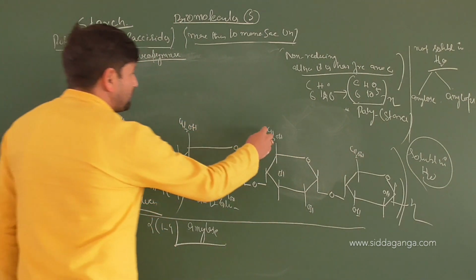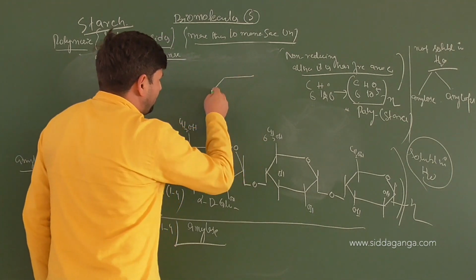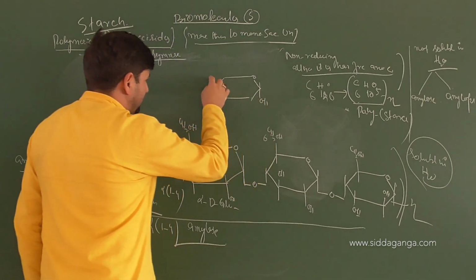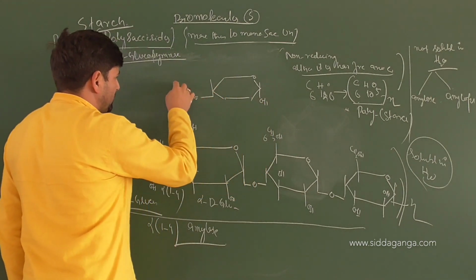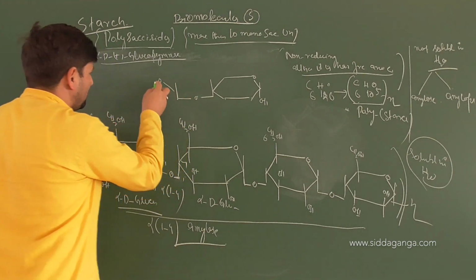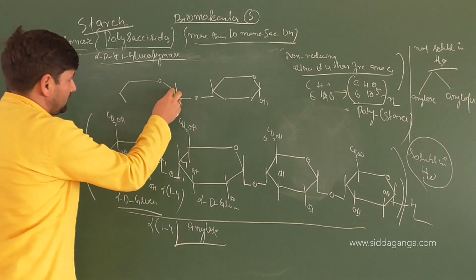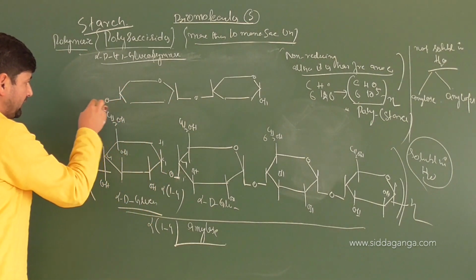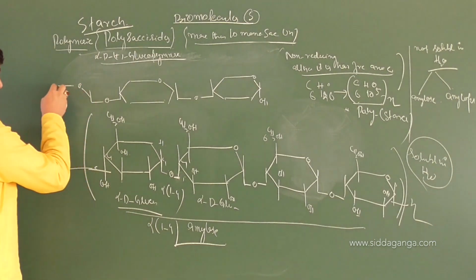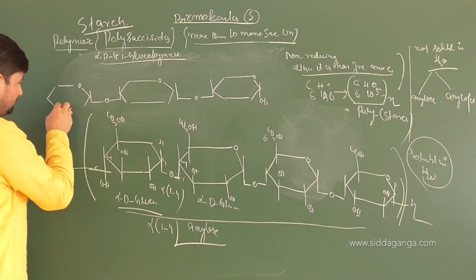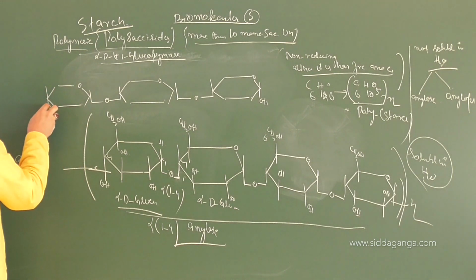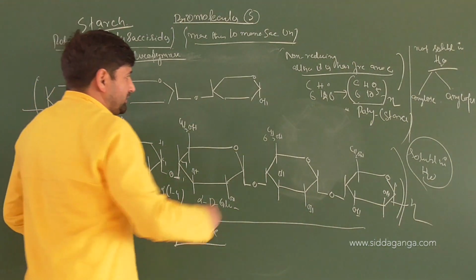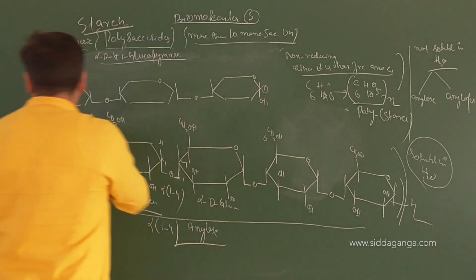I will draw the diagram here. I will draw one more amylose chain. OH is here, right? I will continue this linkage. Hope you are understanding what I am doing. Which linkage am I continuing? Glycosidic linkage. And then this OH can continue the bond formation here also. You can see that this is carbon number 1, which is the anomeric carbon, and this is carbon number 4.